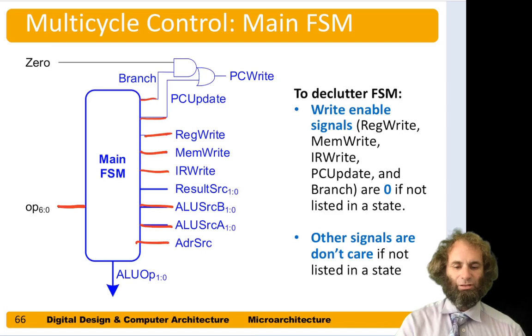Address source is the address input to the memory, and result source to choose which result to take to write back. And of course, ALU op encoding was 0, 0 for add, 0, 1 for subtract, and 1, 0 for look at the function.